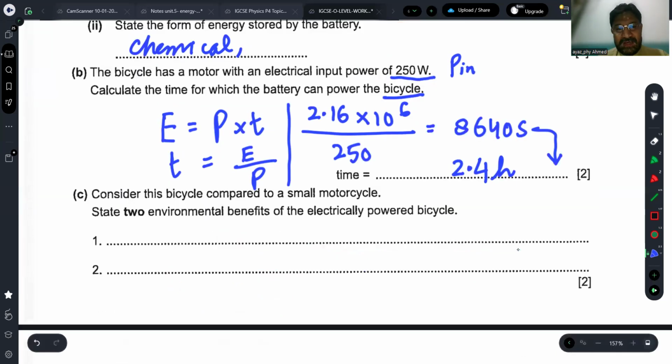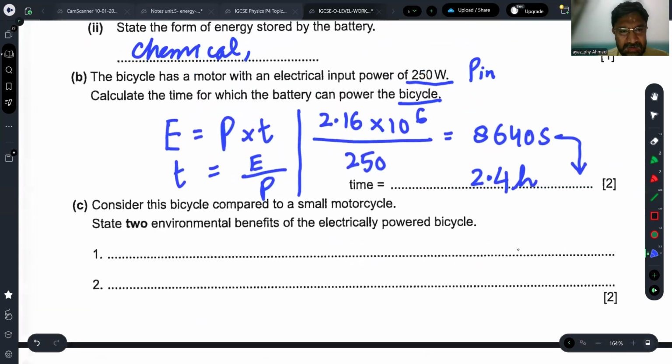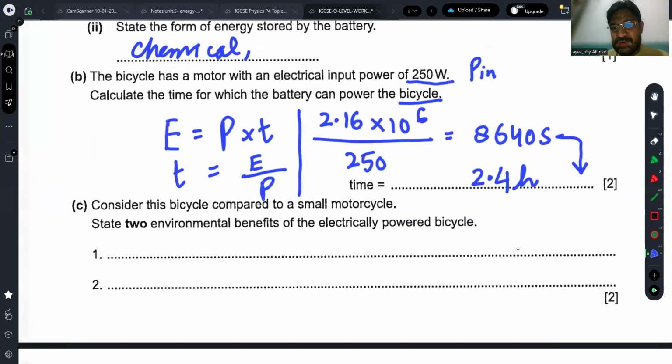Okay, so the next part is, consider this bicycle compared to a small motorcycle. State two environmental benefits of the electrically powered bicycle. So, one advantage of the electrically powered bicycle is that it has no pollution, right? In a normal bicycle or a small motorcycle, what happens? There is petrol or a fossil fuel there. In the electrical bicycle we are using electricity, so it has no pollution, right?